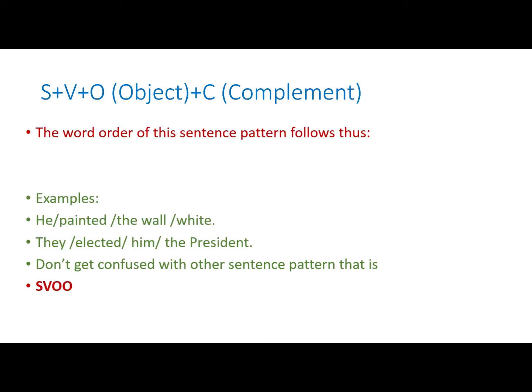Let's proceed further and take up the fifth basic sentence pattern of this lesson. The word order of this sentence pattern follows thus: subject plus verb, that's transitive verb, plus object plus object complement. In short, it's called SVOC. Before we take up the example to understand it, let's revise what is complement.